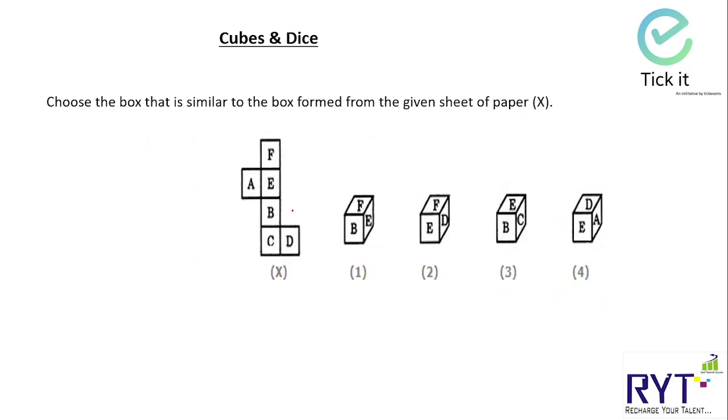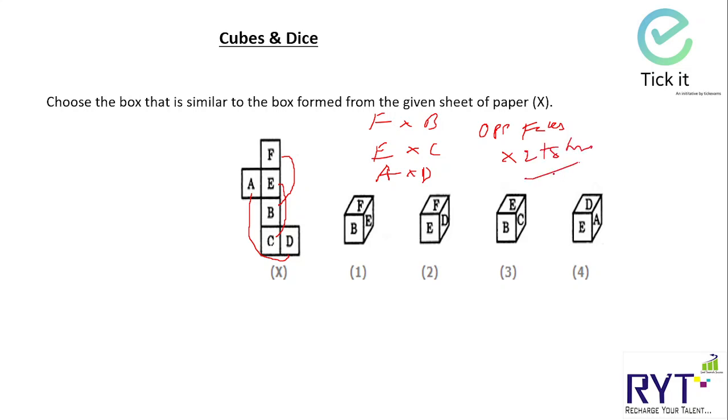Okay, next about open dice. F is opposite to B, E is opposite to C, A is opposite to D. Now here the logic is we have to apply rule number 2. Rule number 2 says opposite numbers or faces cannot be together, right? They cannot be together.